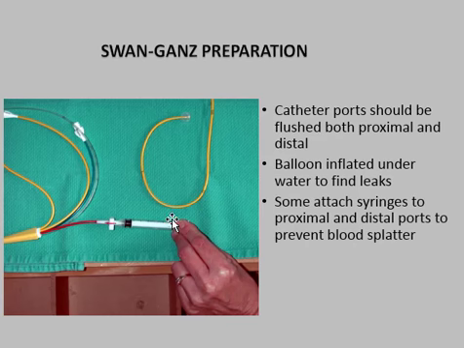Preparation of the Swan-Ganz is critical. All ports should be flushed. Make sure there is no air. Balloons should be inflated underwater to test for leaks. Some attach syringes to the proximal and distal ports to prevent blood splatter, but I have never seen our operators do that. You can imagine it's critical not to contaminate any invasive catheter with air.